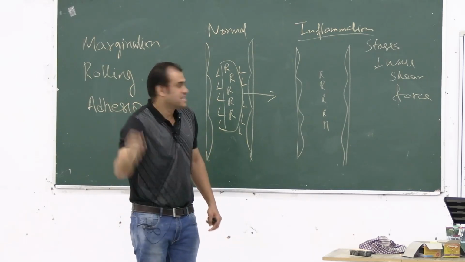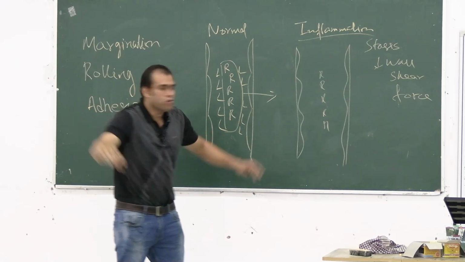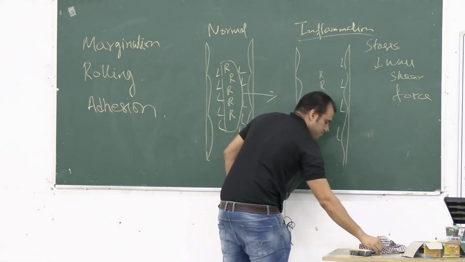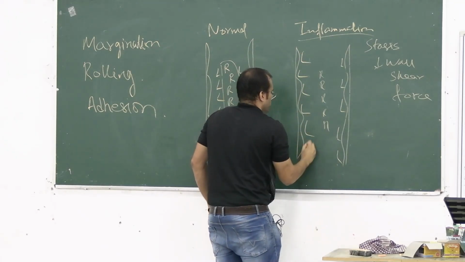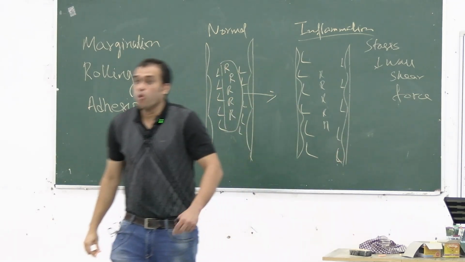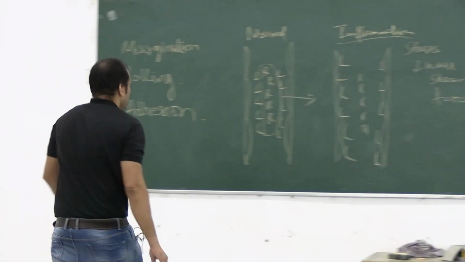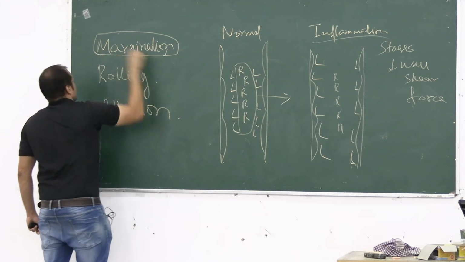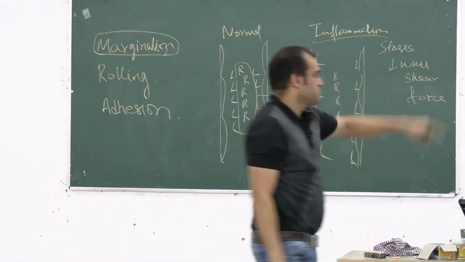So what happens is, these leukocytes are already located towards the periphery. They assume a more peripheral position. They move more towards the endothelium, right? They move more towards the endothelium. So this process is called margination. This entire thing is called margination.